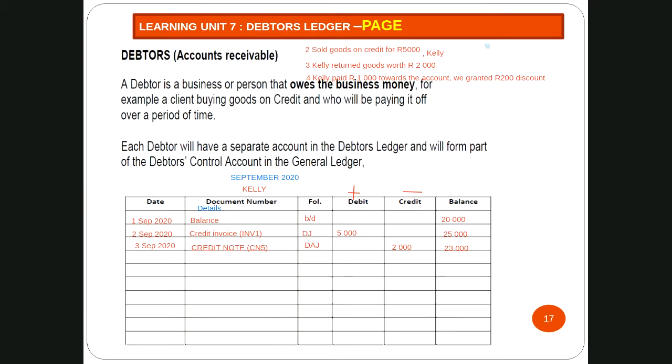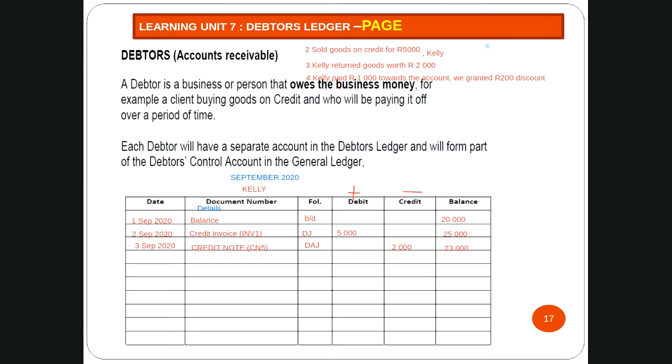So I gave her what? Discount of 200. She gave me how much? 1,000. It would be different if I sent an account of 1,000. So it means I was supposed to still minus what? 200. The fact that she paid 1,000 means I gave her 200 already. So we have got 1,000. She was supposed to pay 1,200. Does that make sense? So the word paid makes the difference.